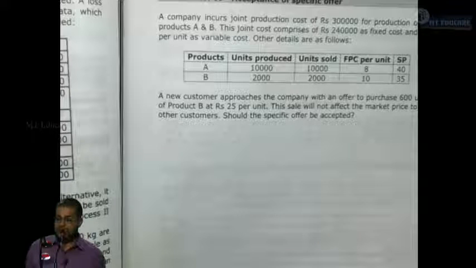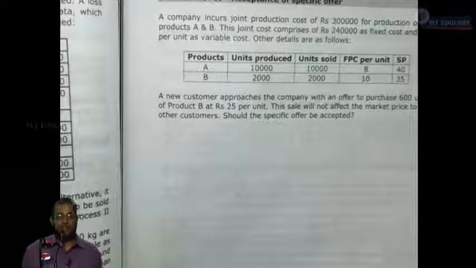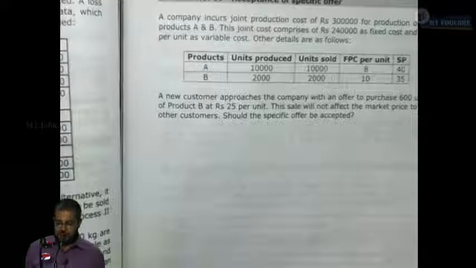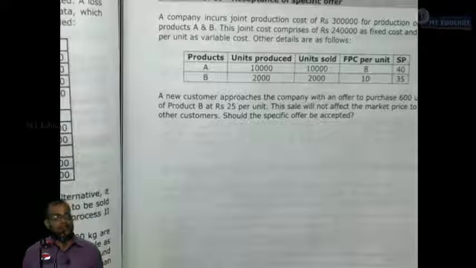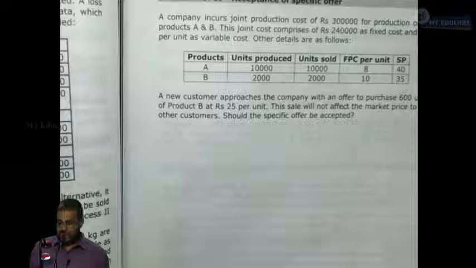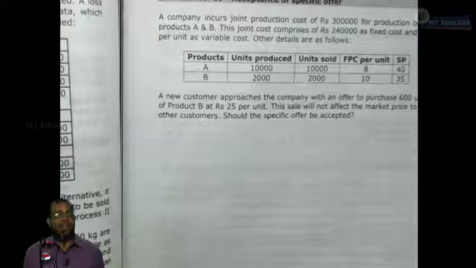units produced 10,000, 2,000, units sold 10,000, 2,000, further processing cost per unit 8 rupees, 10 rupees, selling price 40, 35. A new customer approaches the company with an offer to purchase 600 units of product B at rupees 25 per unit. This sale will not affect the market price to the other customers. Should the specific order be accepted?